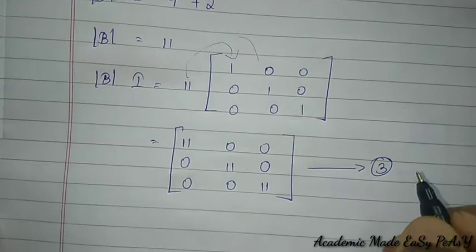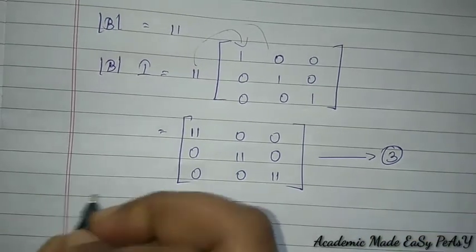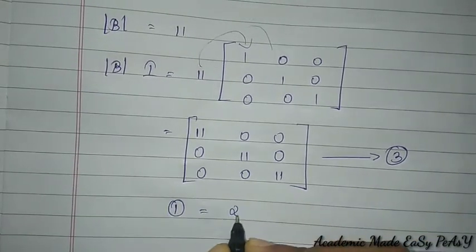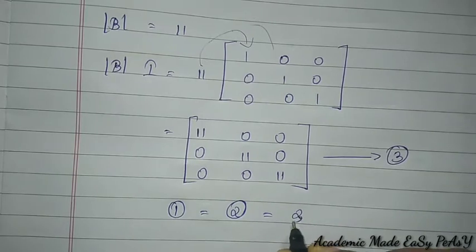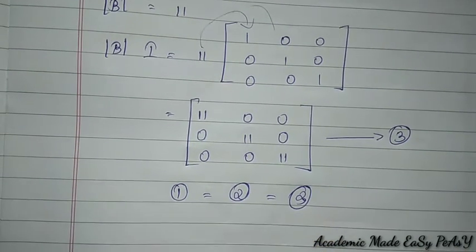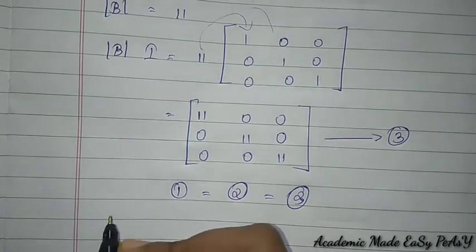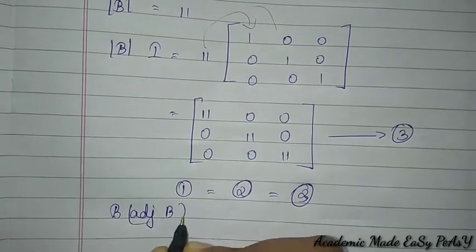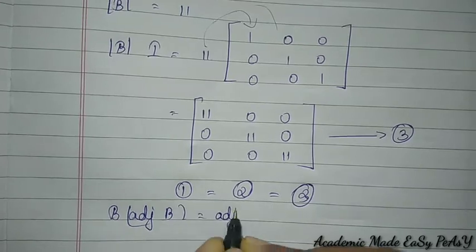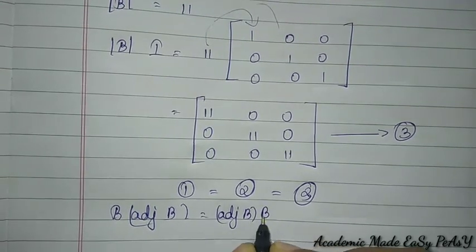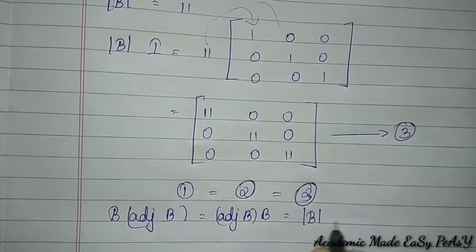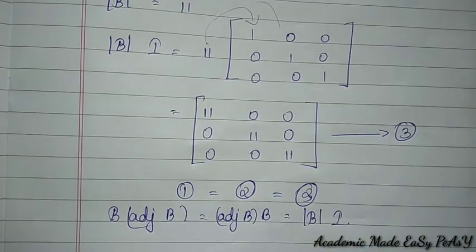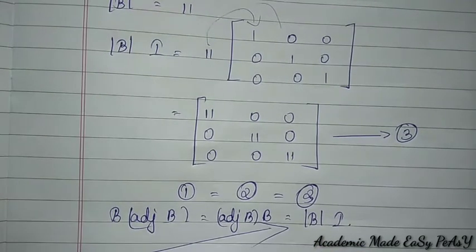If we check equation 1, 2 and 3, all the equations are equal. That is, equation 1 equal to 2 equal to 3. Therefore, these 3 equations are equal. So hence it is verified that B into adjoint of B is equal to adjoint of B into B is equal to determinant B into identity matrix. So hence it is verified.